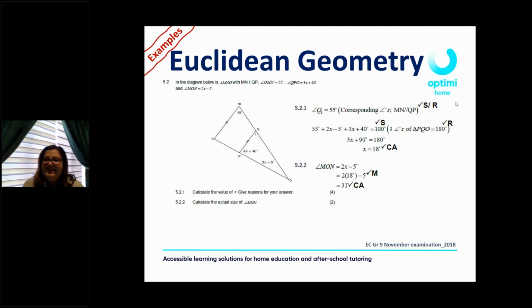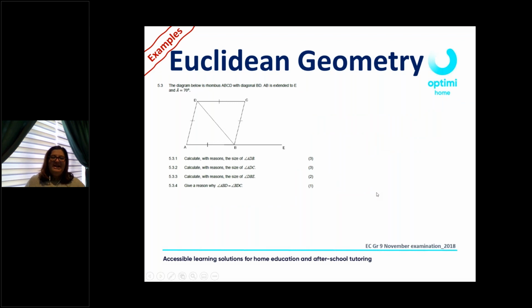Okay, let's move on to the last one over there. So 5.3, they say the diagram below is a rhombus. Now, this is what you need to know, all the characteristics of a rhombus. A rhombus has 4 equal sides. The 2 opposite angles from each other are equal. And I know that the diagonals of a rhombus actually halve the angles that they go through.